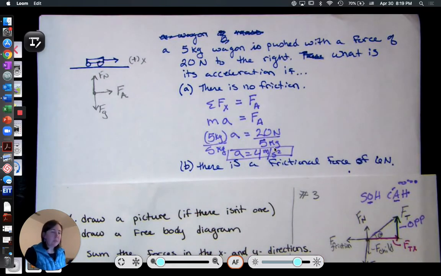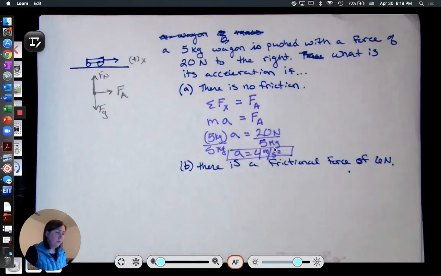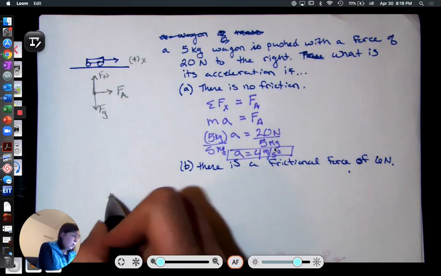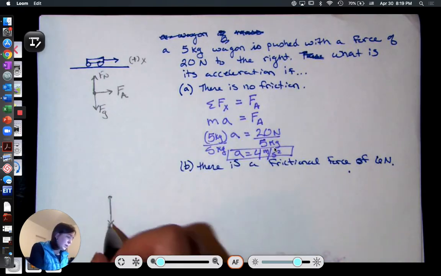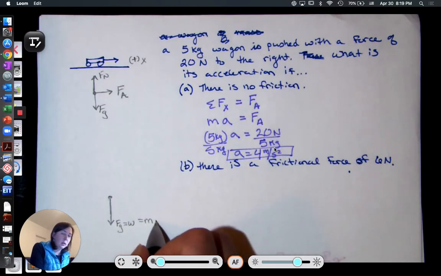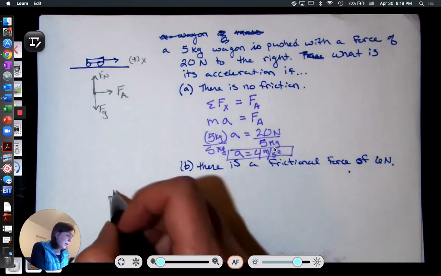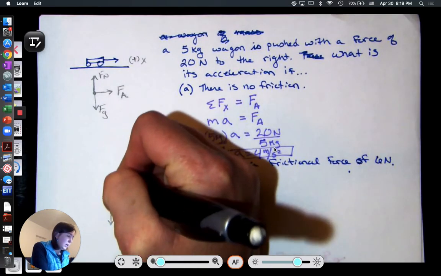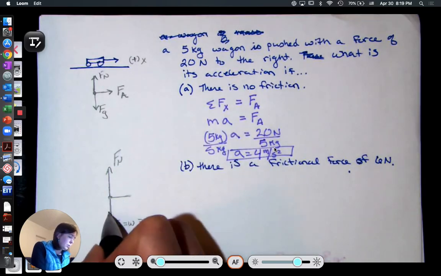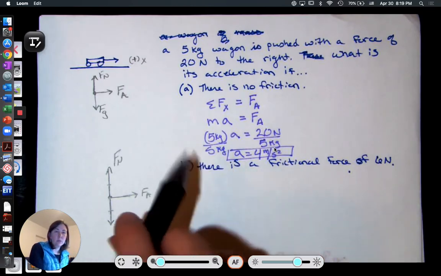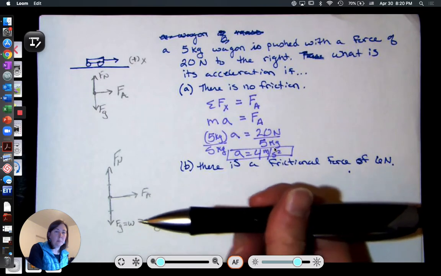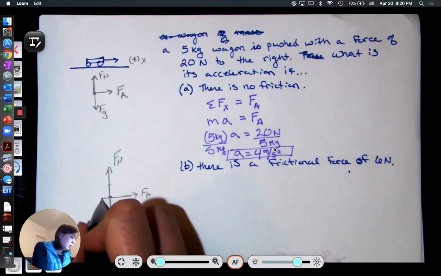Okay, so what happens if there's a frictional force? Well, things will change just a little bit. I'll redraw my free body diagram. Remember, this is the force of gravity. It goes straight down. It never is at an angle, always straight down. Remember also that the force of gravity equals the weight, which is the mass of an object times the gravitational field strength, or 10 meters per second squared. Here's our normal force. These should be the same length. Our applied force. And now there is a frictional force. If the wagon is moving this way, the force of friction will act backwards. So here's our force of friction.